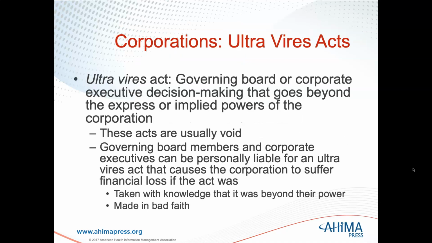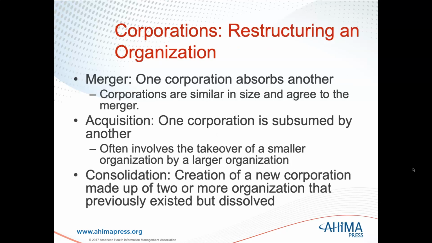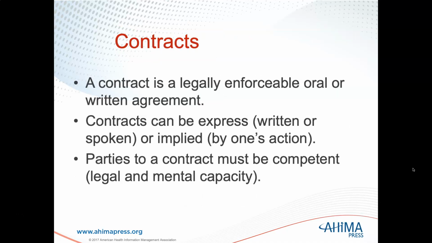The Ultra Vires Act, that is the governing board or corporate executive decision making that goes beyond the express or implied powers of the corporation. So if they go beyond, ultra vires, those acts are void and they can be held personally liable, especially if there was a financial loss that resulted from their act of going beyond. There are corporate mergers, acquisitions, consolidations. I'm not going to talk about those, but these definitions are here for you.